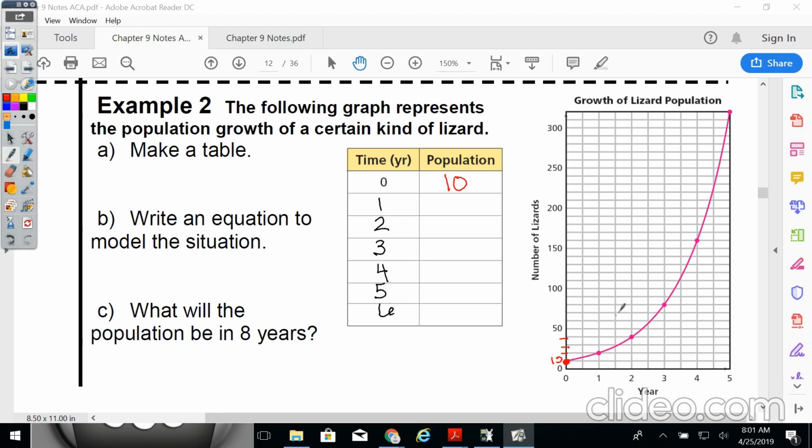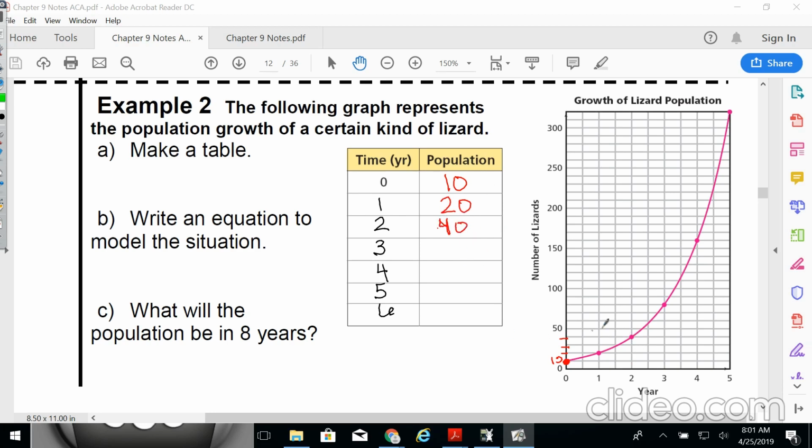So if we look at 1, it's at 20 because it's the second tick mark. If we look at 2, it's right there underneath 50, so it's 40. And we're going to establish a pattern. Once we establish the pattern, we can just use the pattern. So at 3, it's right here. If I count 50, 60, 70, 80, it would be that one.